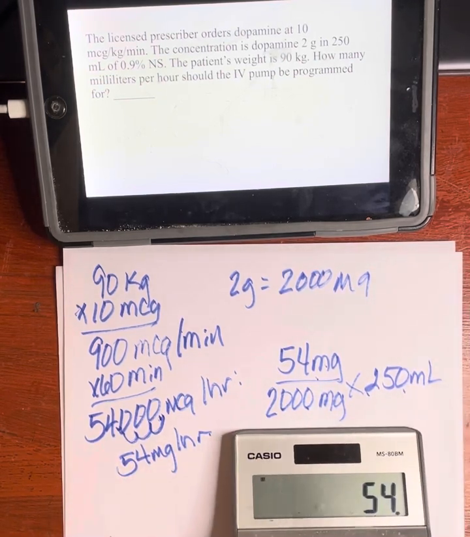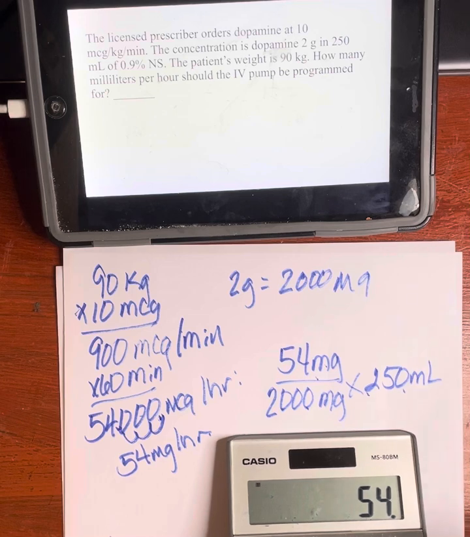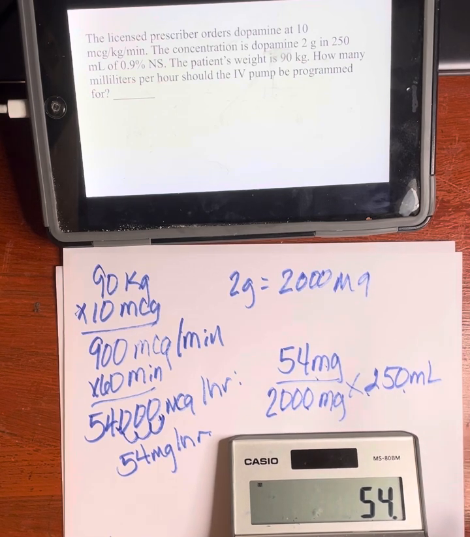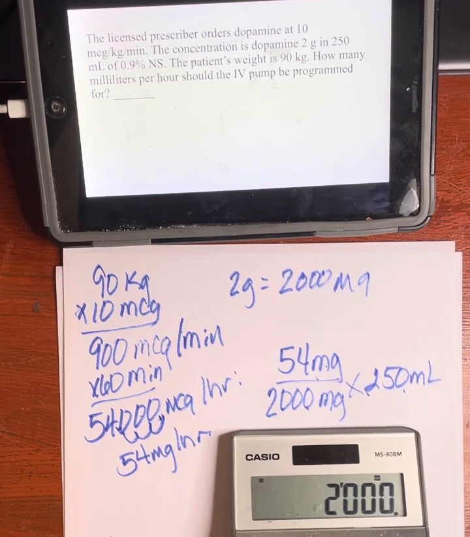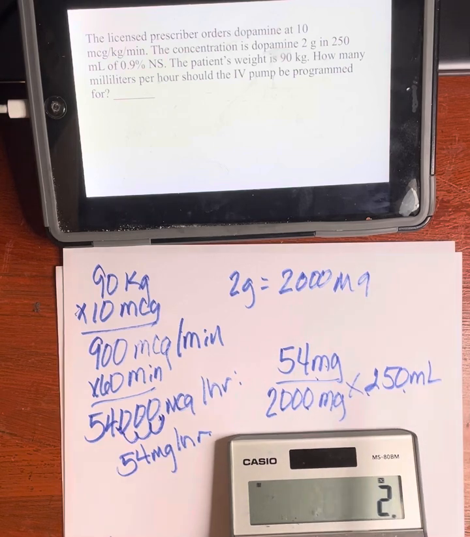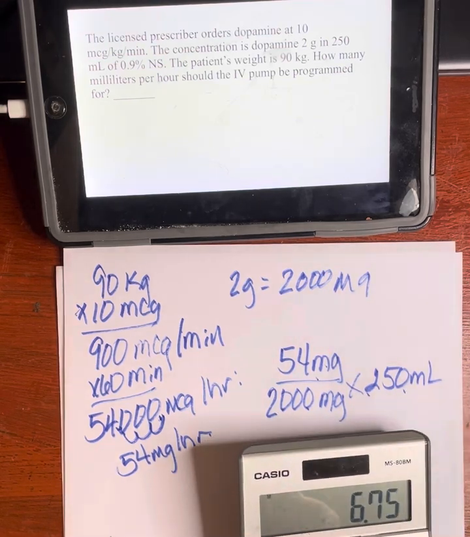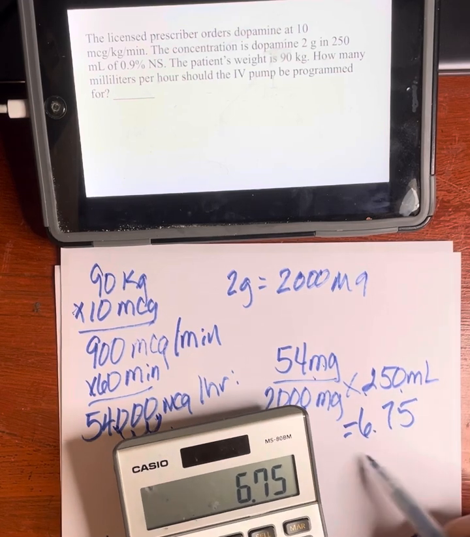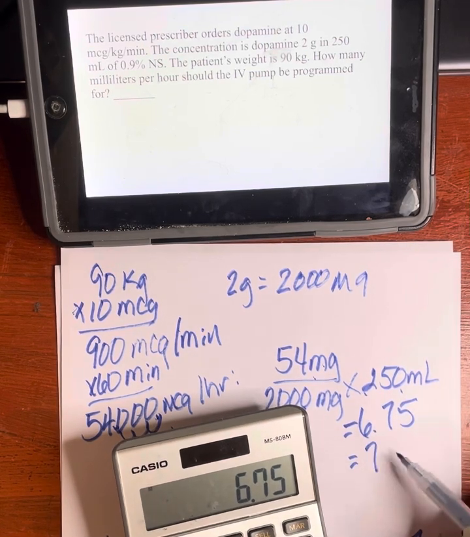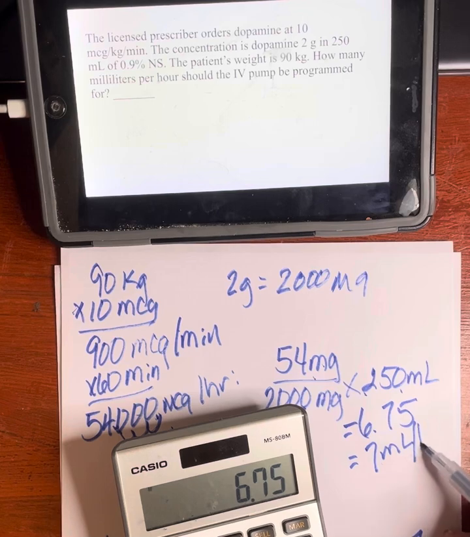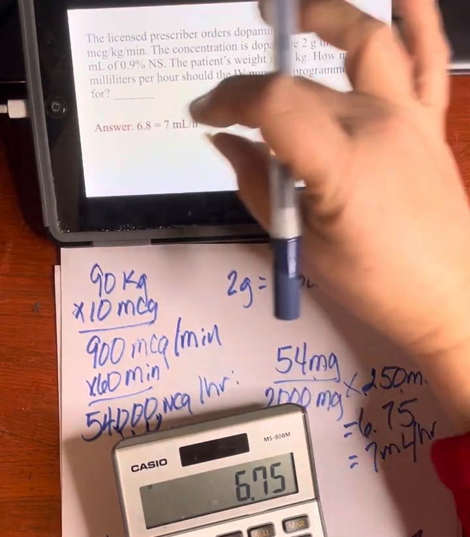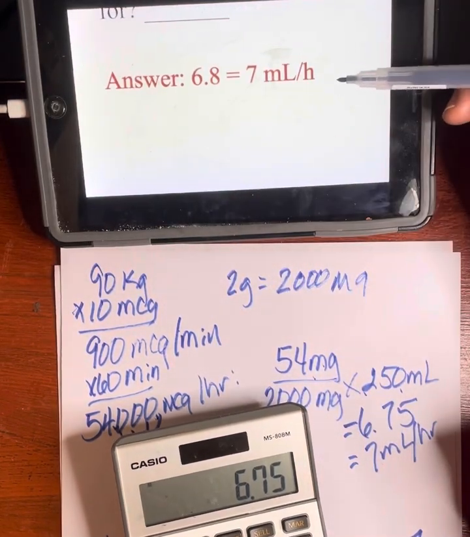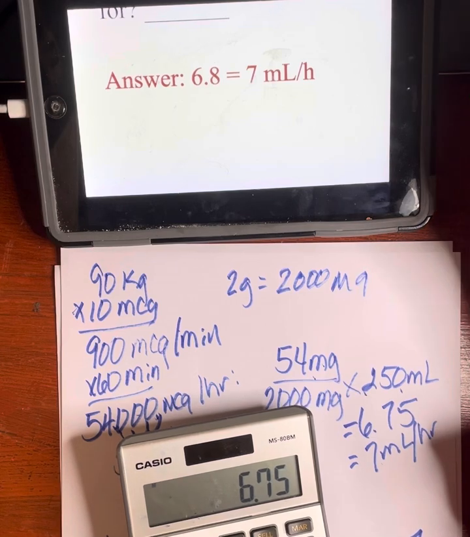Look, I hope you're like, psh, bring me a Dobutamine problem. 54 divided by 2,000 equals times 250 equals. That will be 6.75. And that will equal 7 milliliters per hour. Look at there. We saved another one.